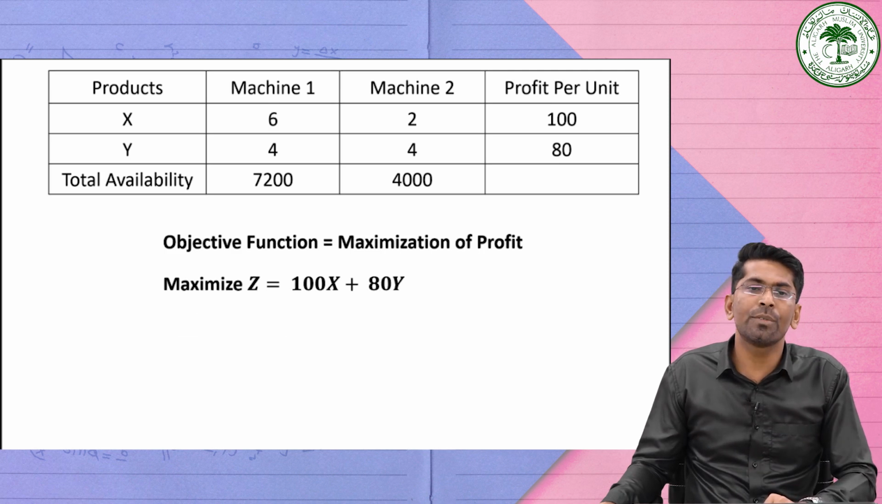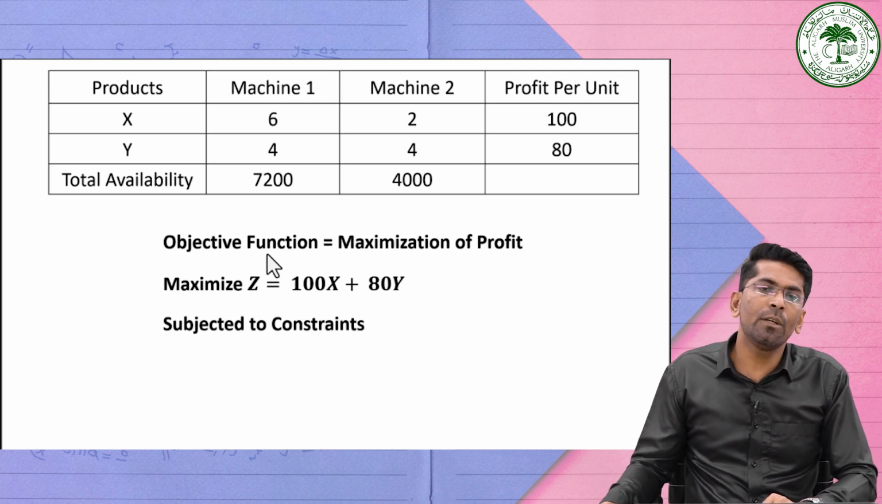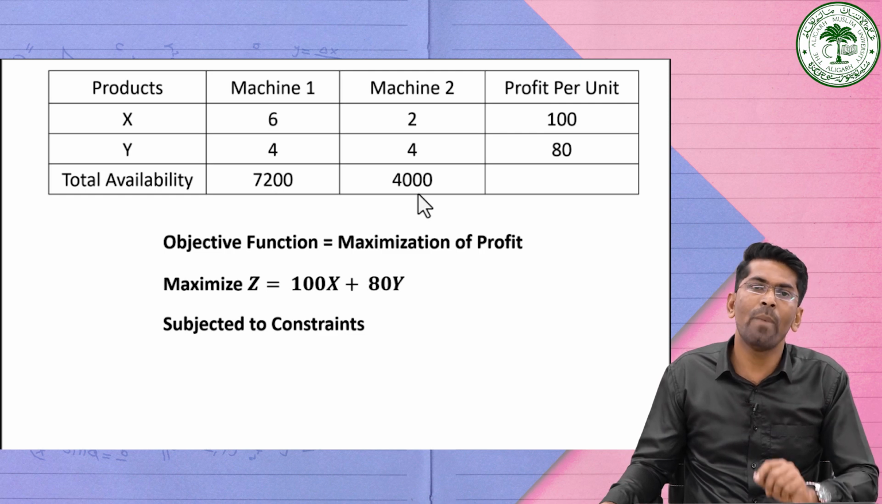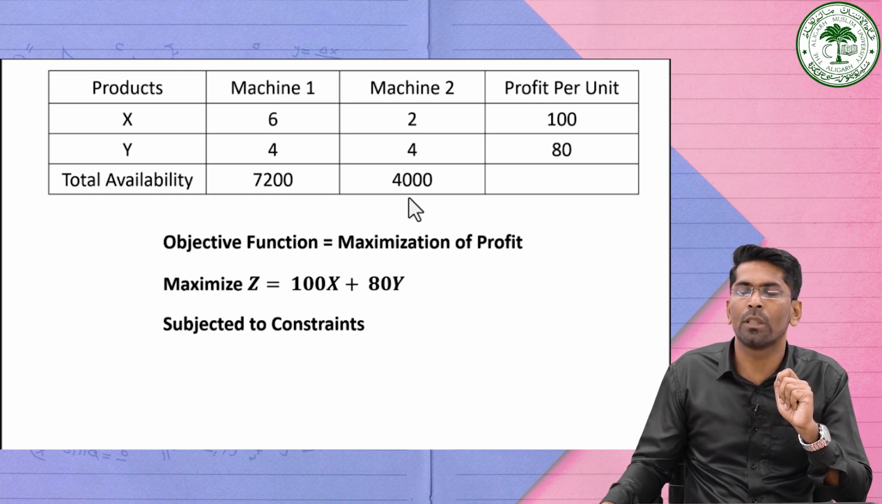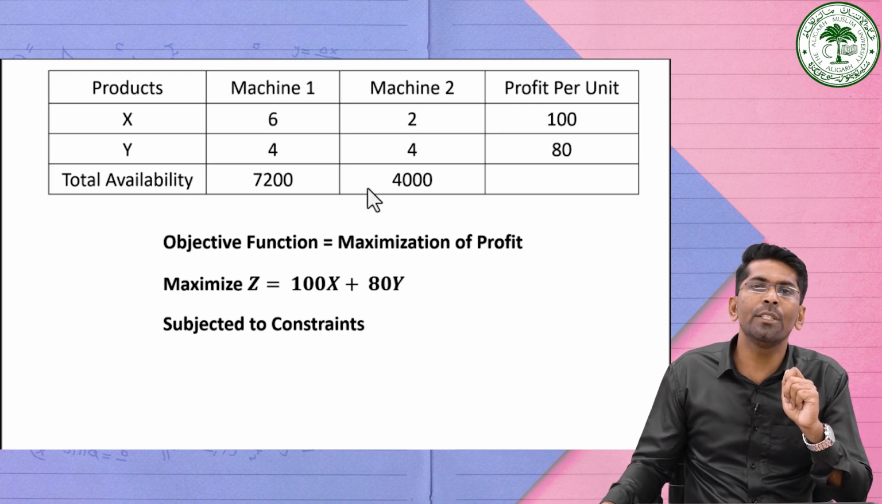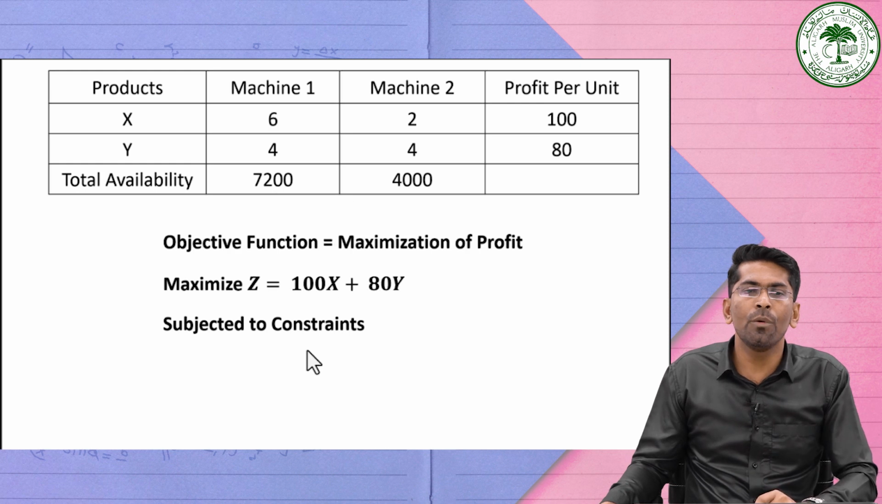Now after specifying our objective function, next we have to identify our constraints. What are the constraints here? We are subjected to the constraint, that is the total availability of machine 1 and machine 2 which are given. That means the maximum availability of machine 1 per month is 7,200, and similarly machine 2 is 4,000.